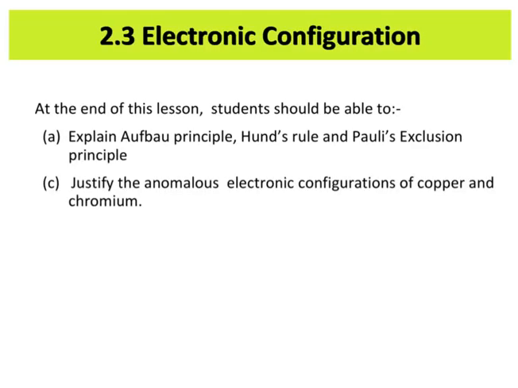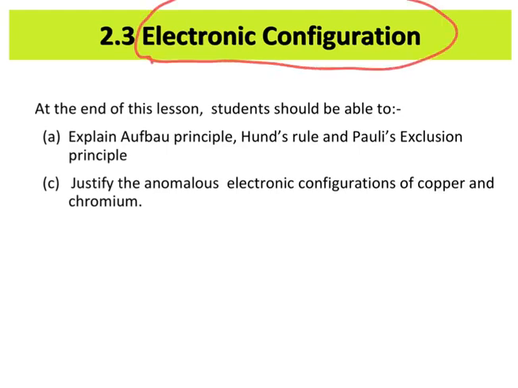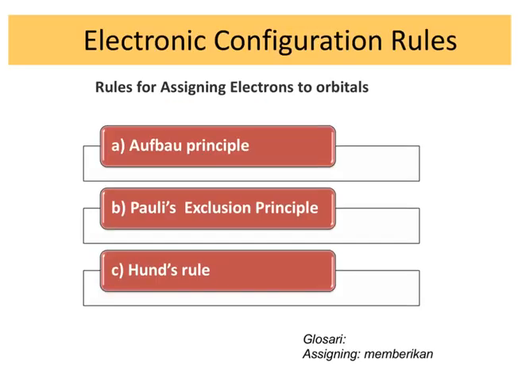Let's continue with topic 2.3, electronic configuration. In this lesson, we will be able to explain the Aufbau principle, Hund's rule, and Pauli's exclusion principle, and justify the anomalous electronic configuration of copper and chromium. What is meant by electronic configuration? Electronic configurations describe how electrons are distributed in the various orbitals in the principal shells and subshells of the atom or ion.